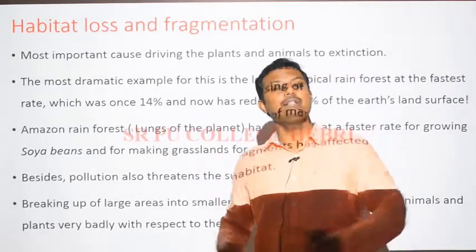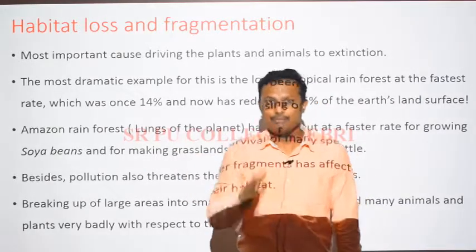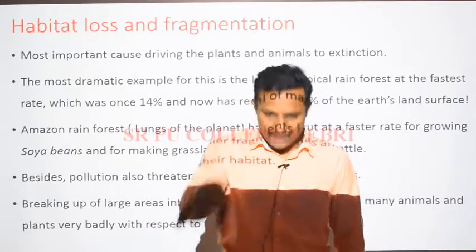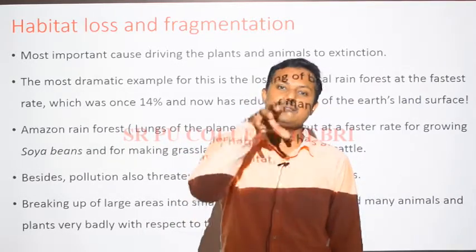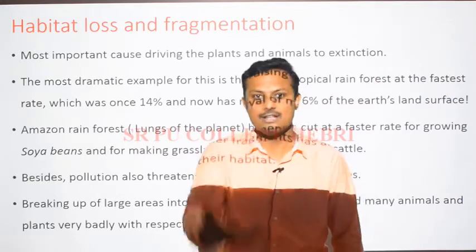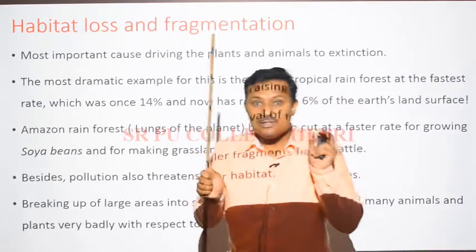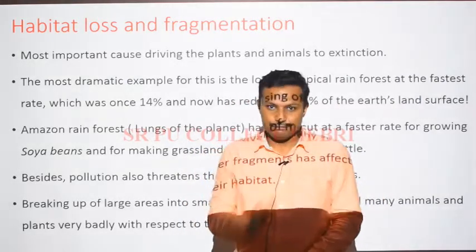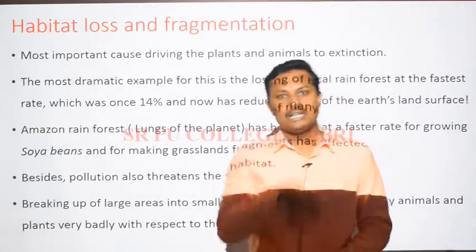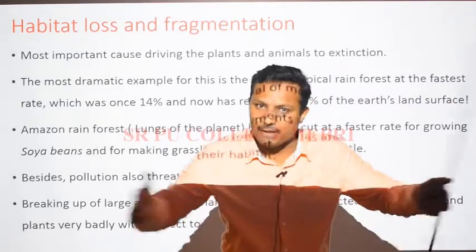And what is fragmentation? See, if there is a big patch of forest, say for example a 100-kilometer forest, and in a particular area of that forest maybe there is a family of monkeys, or a group of tigers or lions living. And because of human greed, if they destroy a particular patch of the forest somewhere in the middle, then what will happen? The entire family will be broken apart, right?